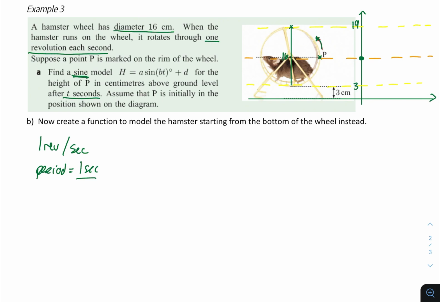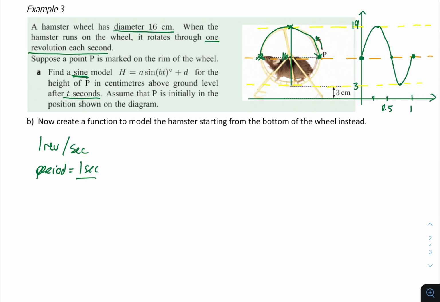Because my period is 1 second, I know that 1 second later, I'm going to be back at my starting point. And then if we go with the symmetry of our curve, exactly halfway, so 0.5 seconds, if I do half a rotation, I'm going to be back to the same height. And between these 2 points, I went towards a maximum. So at 0.25 seconds, I'm going to be at a maximum. And then at 0.75 seconds, I'll be at a minimum. So my graph looks something like this to model the height of P.